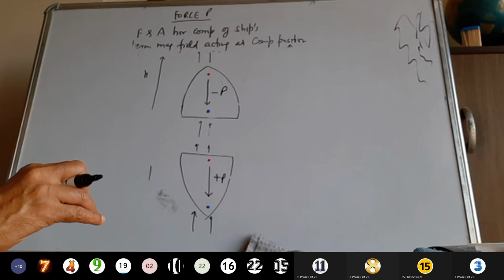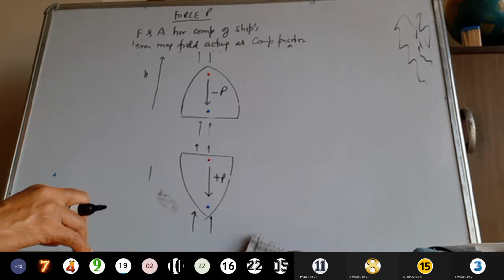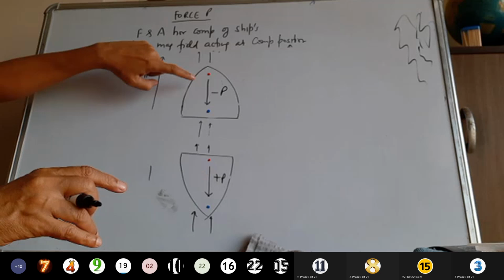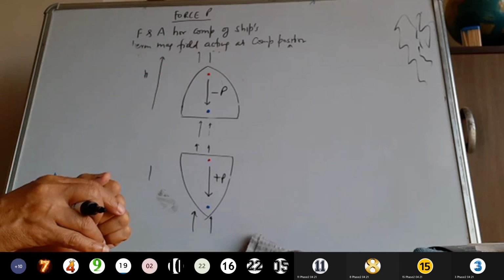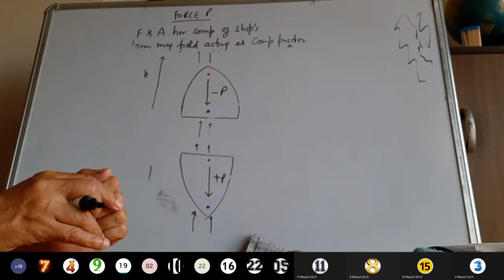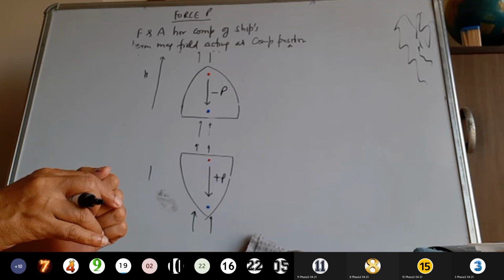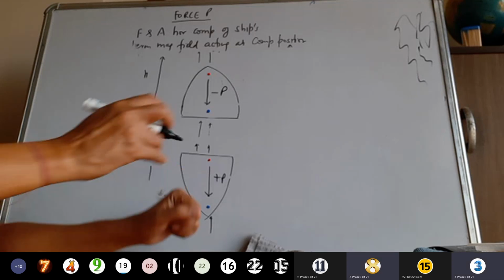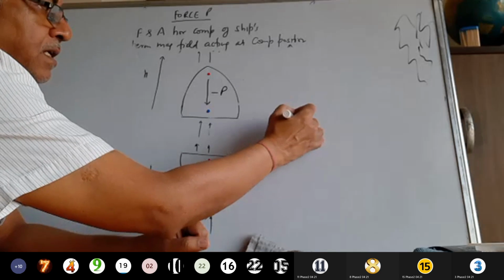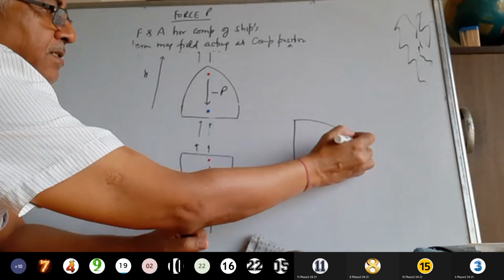So a vessel which is built in the southerly direction will always have plus P. A vessel built in the northern direction will always have minus P. Is it understood? Yes, sir. Let us see now the vessel being built in the easterly direction.